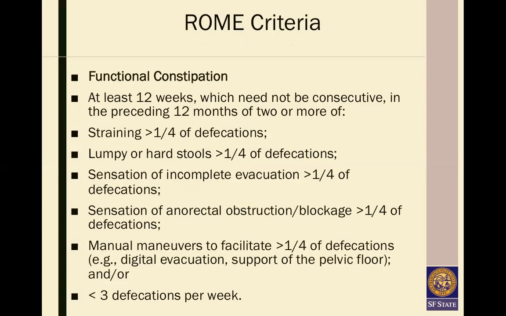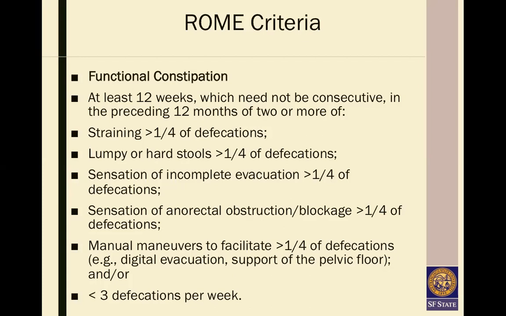Functional constipation. So this is the Rome criteria. At least 12 weeks, which does not need to be consecutive, in the preceding 12 months of 2 or more of the following. That means basically that they have constipation, but they have periods where it seems to be functioning okay within the 12 months. And in those 12 months, they have to have 2 or more of these 4 different types of symptoms.